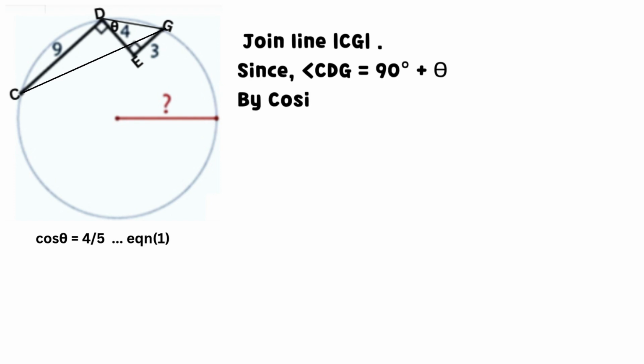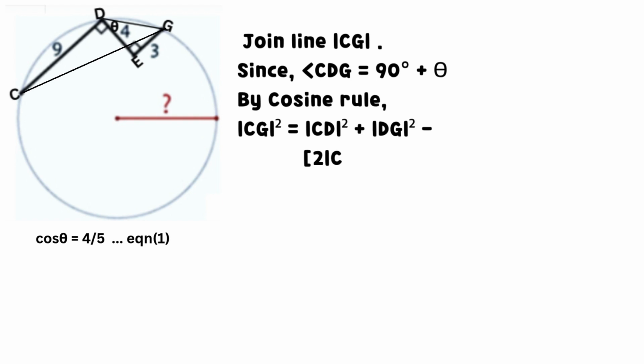Join line CG. Since angle CDG equals the sum of 90 degrees and theta, by cosine rule, the square of CG equals the sum of the square of CD and the square of DG minus 2 times the product of CD and DG multiplied by cosine of 90 degrees plus theta.